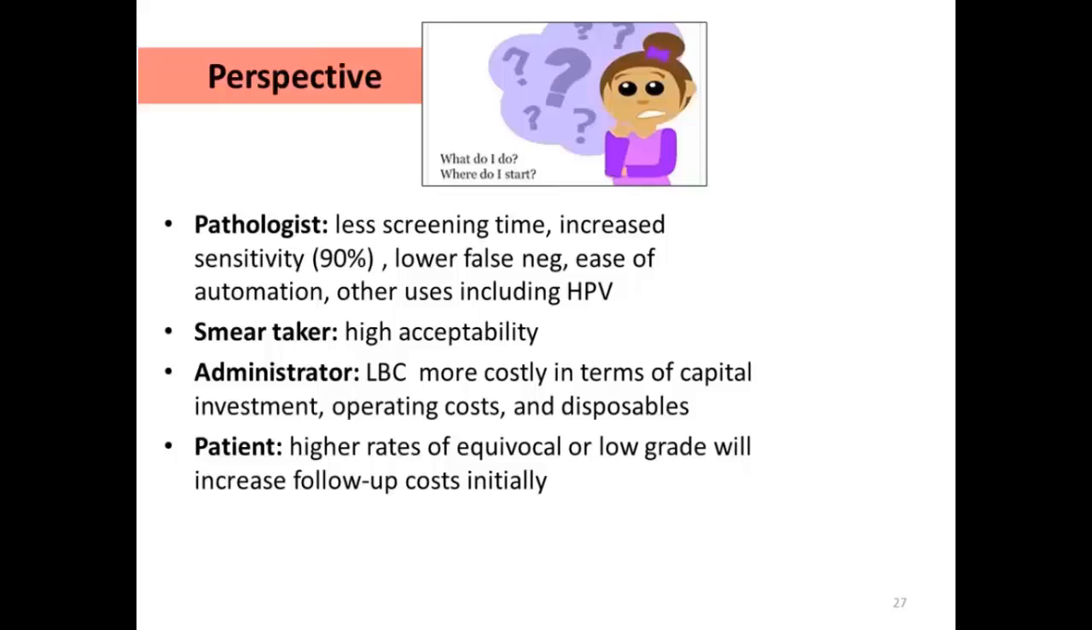So initially there may be a bit of resistance because of the initial cost, but we can convince our administrators that we can achieve better productivity in screening and a lower unsatisfactory rate. So in the long run, it may be more beneficial. We just have to remember that in the initial phases, we might get higher rates of epithelial abnormality cytology, as discussed earlier. So some patients might undergo unnecessary procedures and increased follow-up cost, but this can be gradually controlled with experience.